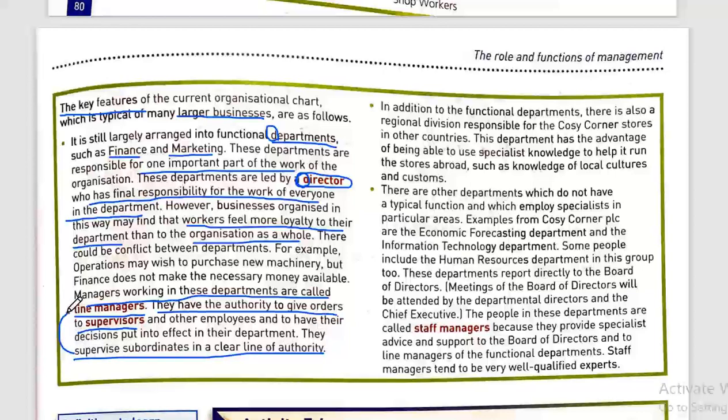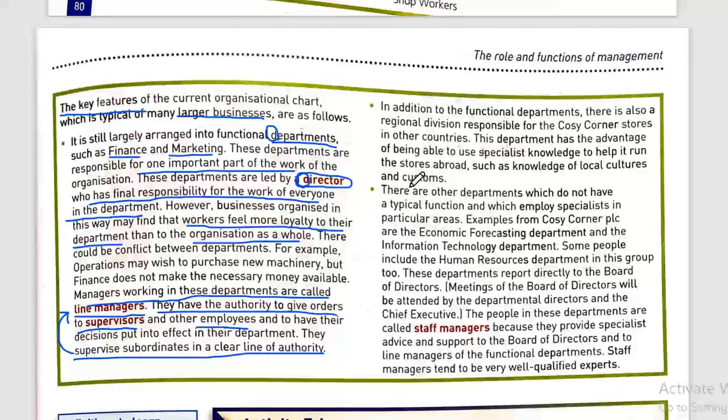This is the role of the line managers. They are responsible for the supervisors and the employees, they give orders, and they are responsible for all the people in the department. In addition to the functional departments, there's also a regional division responsible.